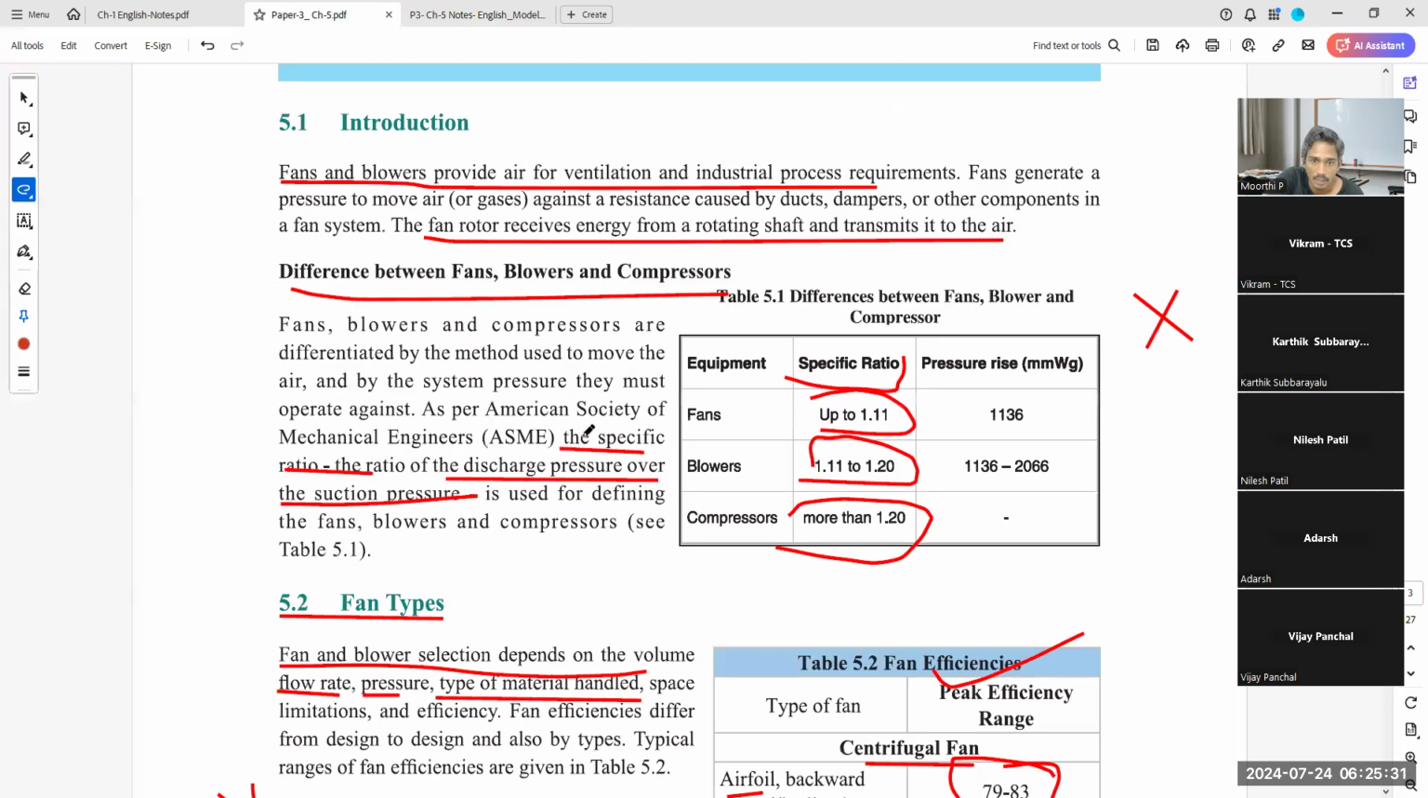Very important for 1 mark. The specific ratio, the ratio of the discharge pressure over the suction pressure, is used for defining the fan, blower, or compressor. Very important: the fan is up to 1.1, a little bit increase in pressure. Blowers are 1.1 to 1.2, maximum 1.2 increase. Then compressor is more than 1.2. If more than 1.2, this is a compressor.